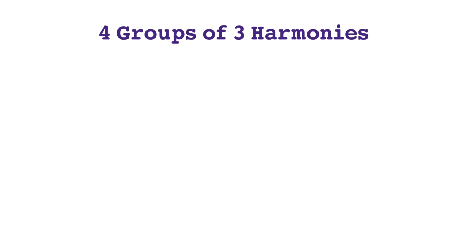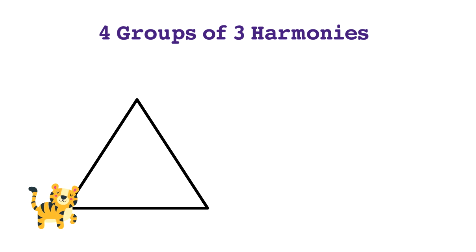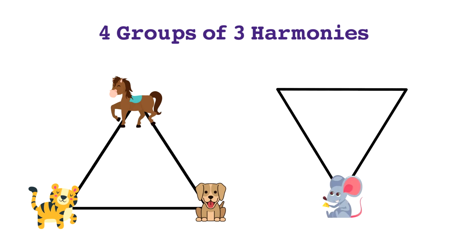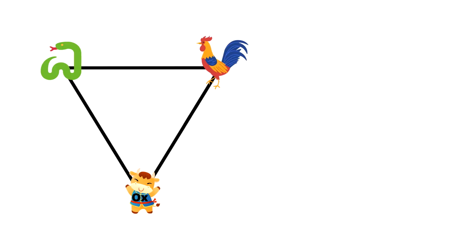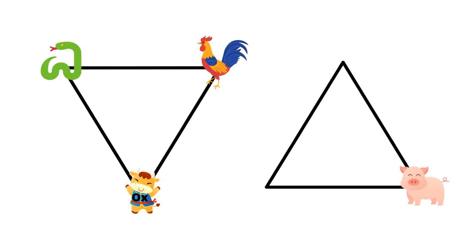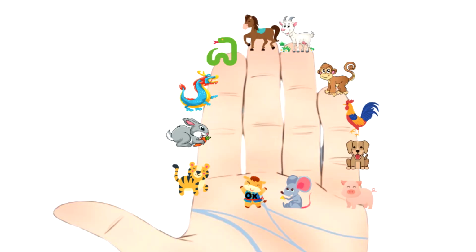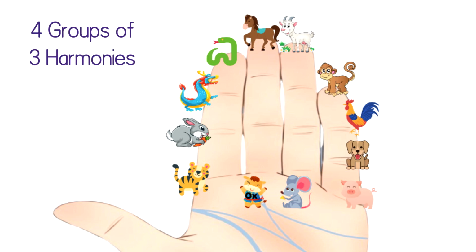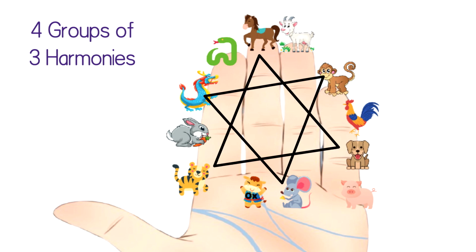Now let's talk about the 4 groups of 3 harmonies. In other words, the best teams. Team number 1, tiger, horse, and dog. Team number 2, rat, dragon, and monkey. Team number 3, snake, rooster, and ox. And team number 4, pig, rabbit, and goat. On your palm, the 3 harmonies are equally divided into an equilateral triangle with 3 animals on each side.